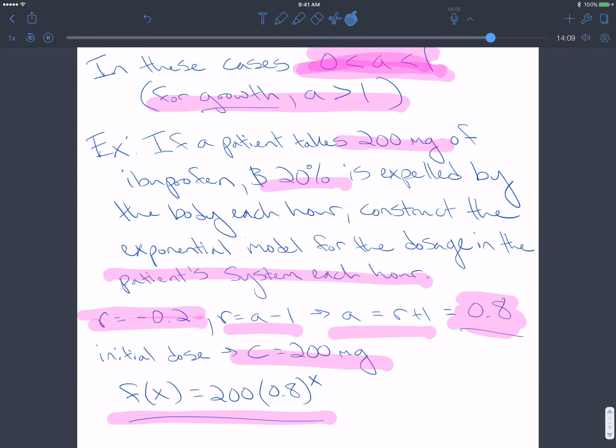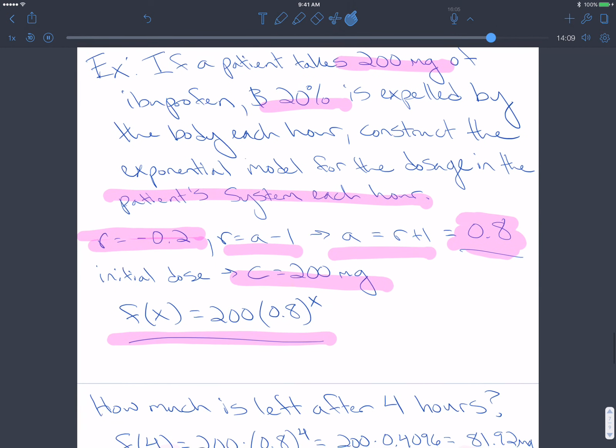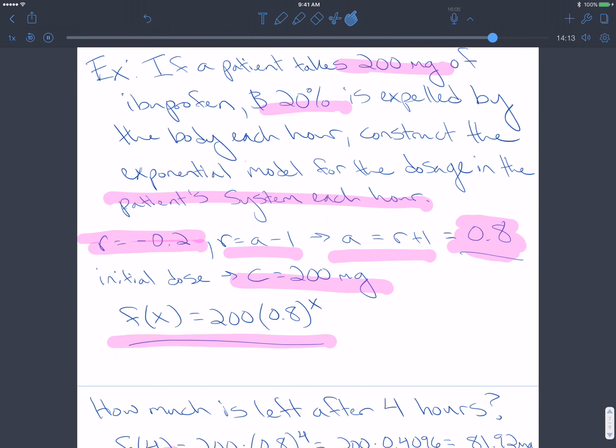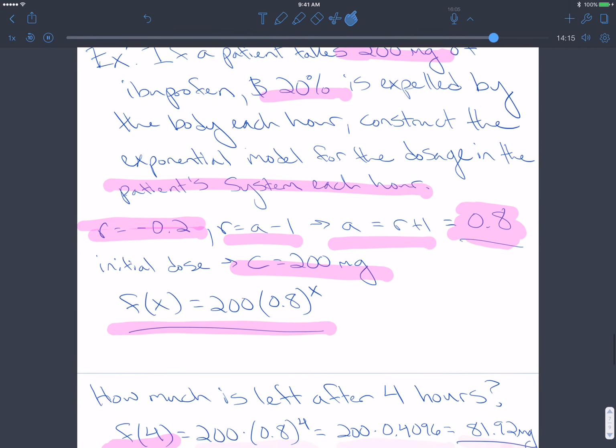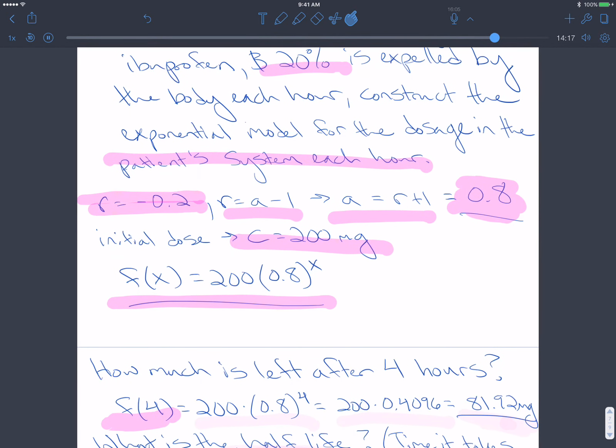How much is left after 4 hours? I'm going to do the same thing I'm used to doing. I plug in 4 for any x values that I have: 200 times 0.8 raised to the 4th power. If you do that, be careful of your order of operations: 0.8 raised to the 4th power, and then multiplied by 200. You have 200 times 0.4096, or about 81.92 milligrams left in their system after 4 hours.